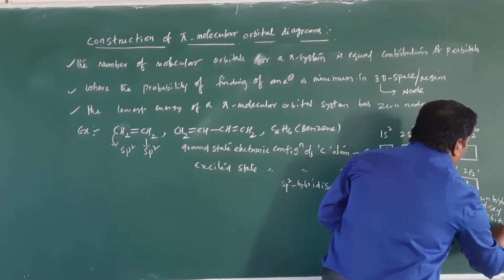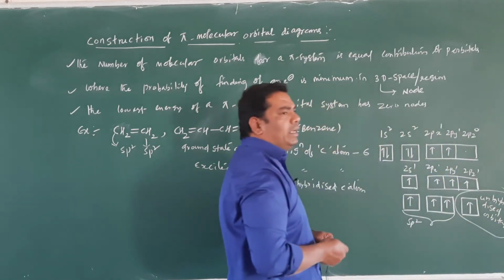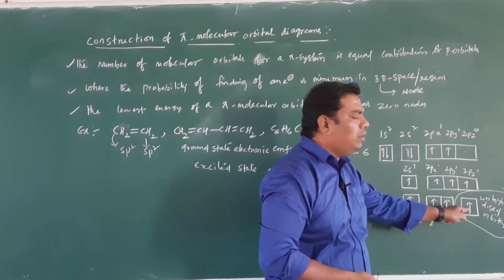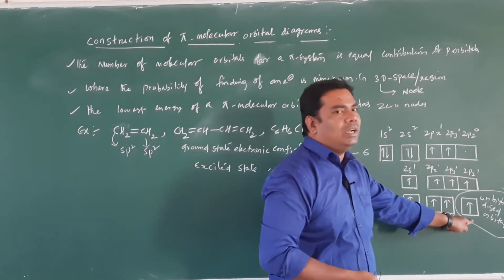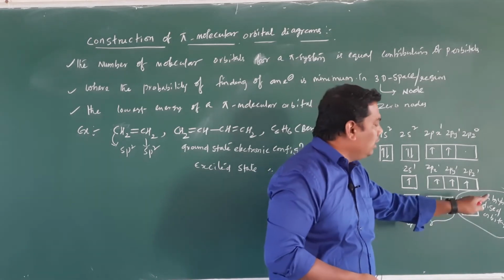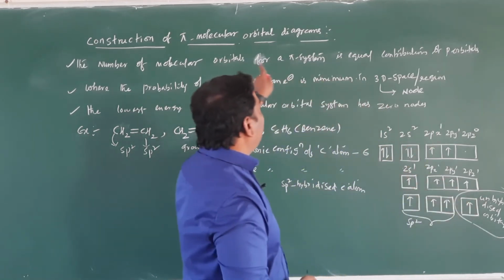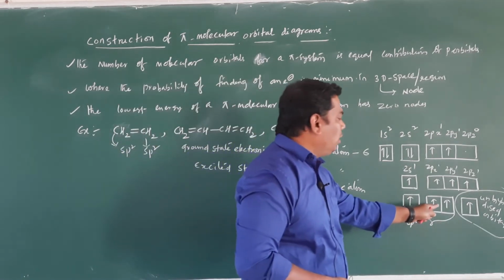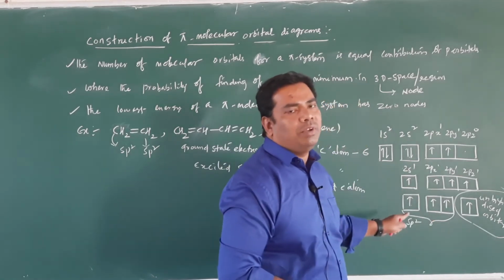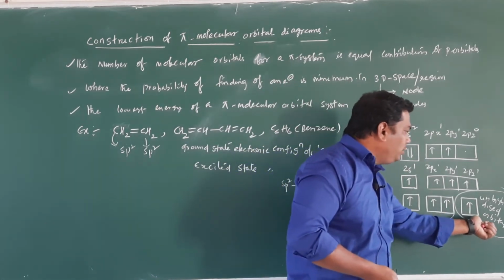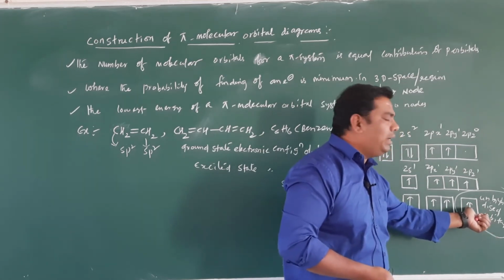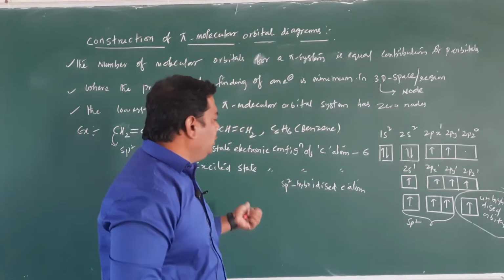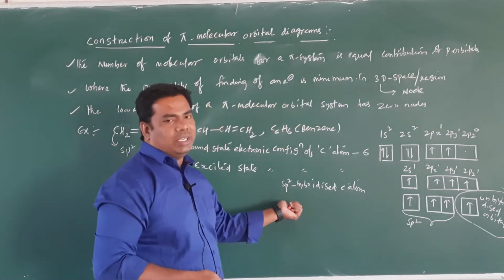Okay, clear, student? So this pz orbital cannot participate in hybridization. This pz orbital contributes to the formation of the pi molecular orbital diagram. The sp2 hybrid orbitals do not contribute to the formation of a pi molecular orbital. Only this unhybridized pz orbital contributes to the pi molecular orbital diagram. So is that clear, student? This is the sp2 hybridized carbon.